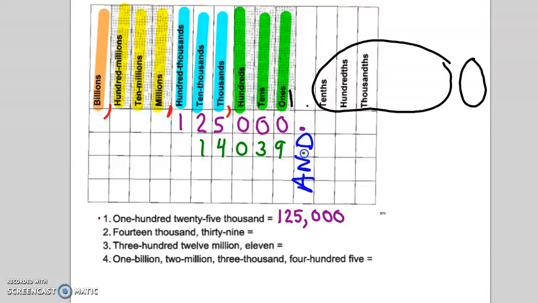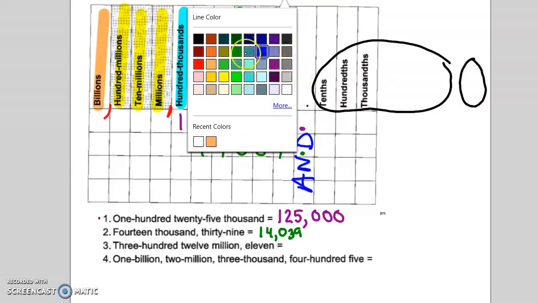And again, don't forget that an invisible decimal point actually lives there. When we write out 14,039 in standard form, we cannot forget the comma that lives between the thousands and the hundreds period. All right, so far so good. Let's keep moving. Okay, I'm going to pick a different color here so that we don't get confused.